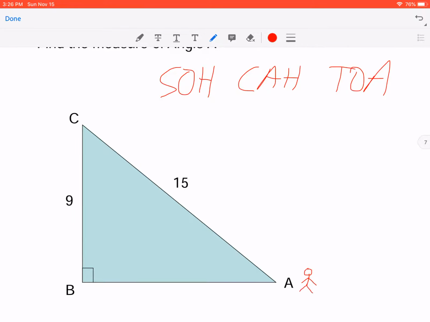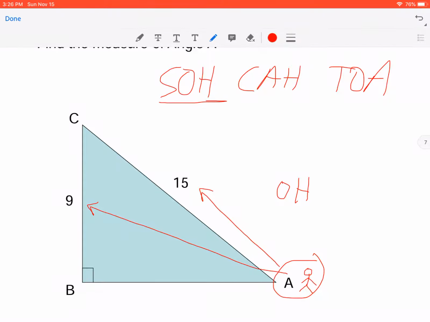Now, first of all, you have to establish what 9 and 15 are to you if you're standing at A. Well, 9 is the farthest away, or opposite me. So 9 is opposite. 15 is the hypotenuse. So I have an O and an H, which is the only one of these that uses an O and an H: sine.